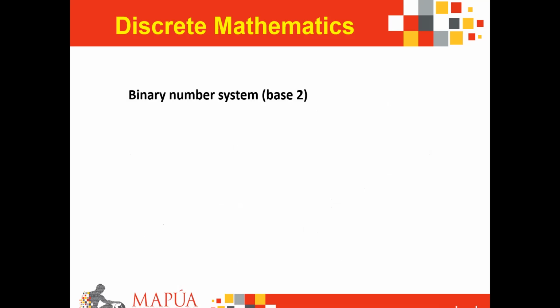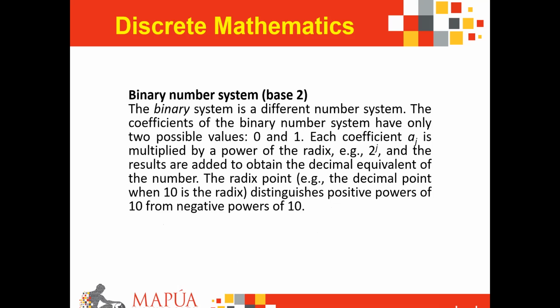The binary number system, which is base 2, is different since the values are only represented by two possible values, which are 0 and 1. Hence, the radix is simply a power of 2, or base 2. The radix, which is the value of power under base 2, is often used, and the results are added to obtain the decimal equivalent of your corresponding number.